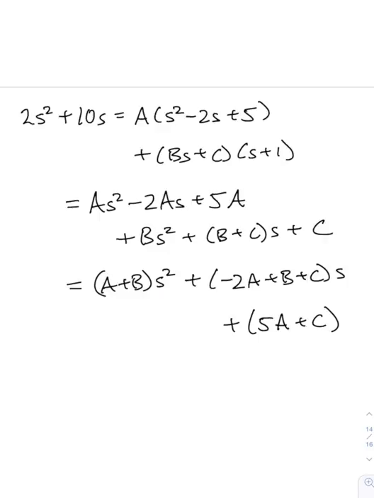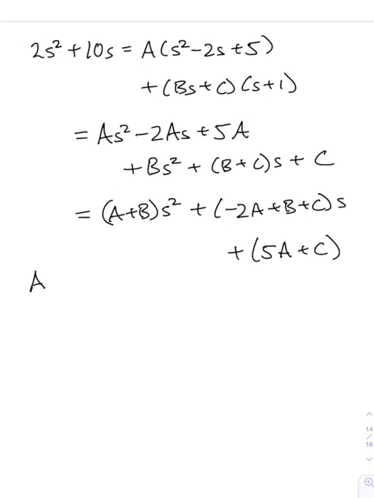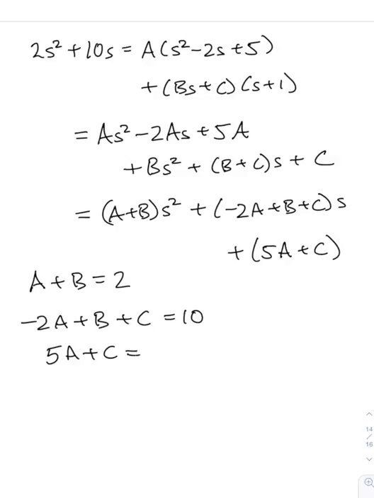And now equate coefficients. So equating the coefficient of s squared, I get the equation A plus B equals 2. Equating the coefficient of s, I get negative 2A plus B plus C is equal to 10. And equating the constant, we get 5A plus C is equal to 0.